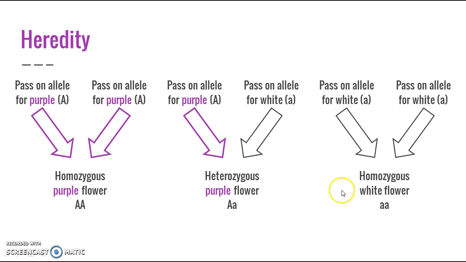The only way for a plant to end up as a white pea plant is if it gets a white allele from one parent, a white allele from a second parent, little a, and we would call this individual homozygous recessive, and their phenotype would be white since they do not have a purple version.